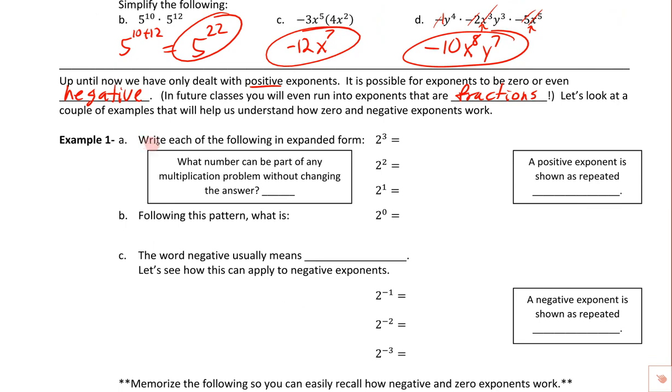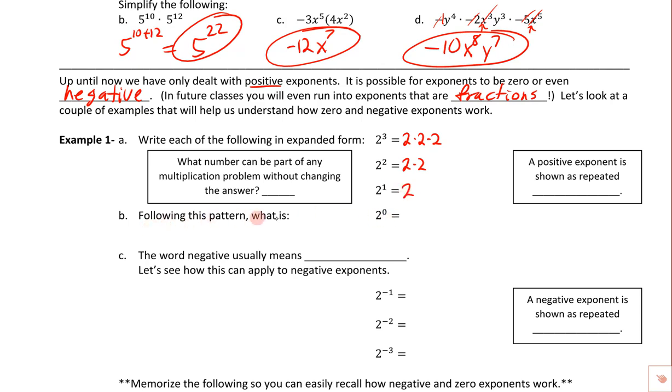So in this example, for part A, it says write each of the following in expanded form. Now we've done that before, so we're just going to write 2 times 2 times 2. So repeated multiplication. We're going to multiply by 2 3 times. So 2 squared is 2 times 2. And 2 to the first means there's only one 2, so I'm going to write a 2 there.